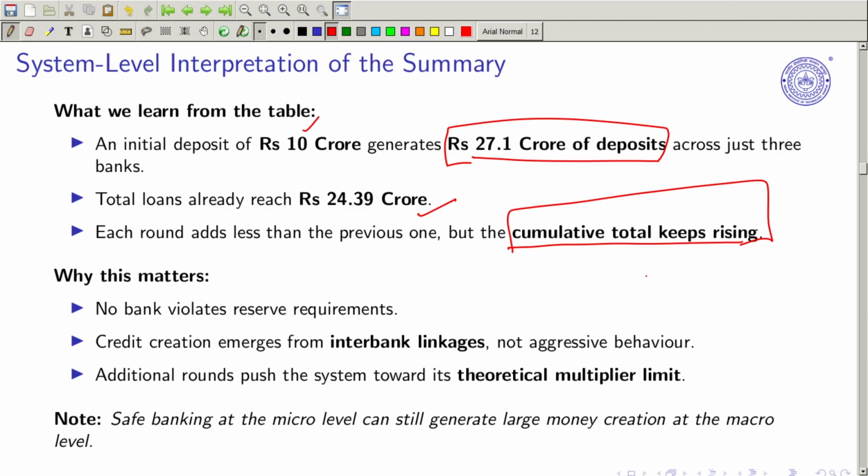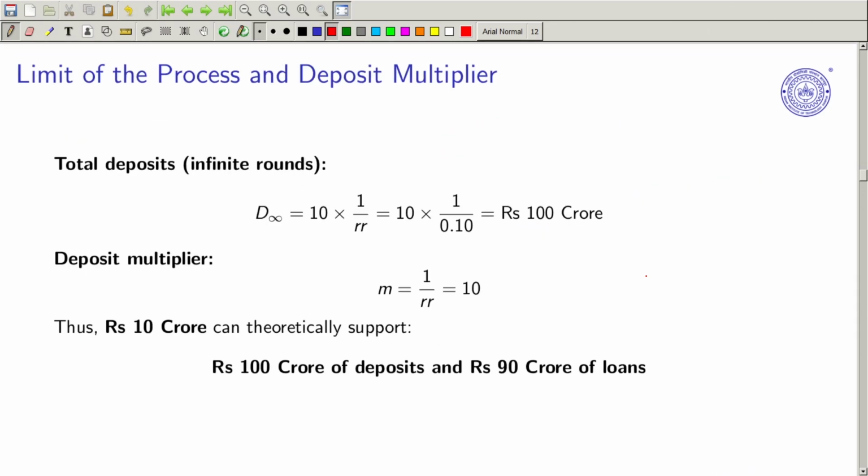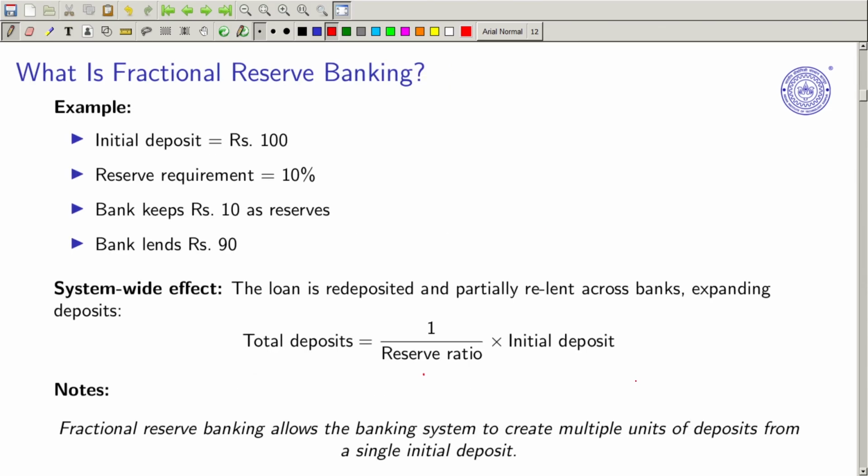If you have 10 crore rupees invested, and 10% is the RR, or reserve requirement, then it is going to be 100 crore. So 10 crore of deposit can create 100 crore of deposits and 90 crore of loans, and this is the summary of the money creation. I hope with this example we are able to understand the overall behavior of fractional banking.